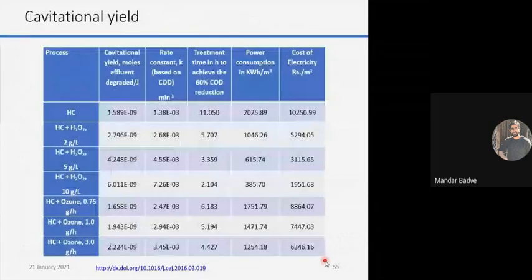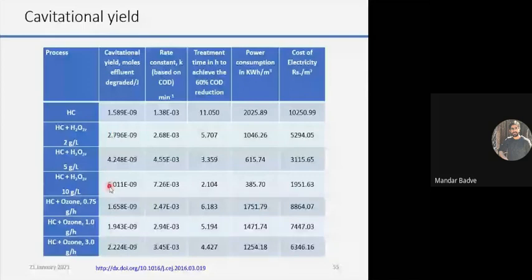If it comes to the cost of electricity and the cavitational yield, as you can see, the cavitational yield is nothing but the moles of effluent degraded per joule of energy which was supplied. So that energy supplied was calculated from the pumping energy, and the moles of effluent degraded were calculated from the COD, right? So you can see if you combine cavitation with, let's say, hydrogen peroxide, your yield also increases, right? So from 0 grams per liter of hydrogen peroxide to 10 grams per liter of hydrogen peroxide, the yield almost increases 5 times, right?